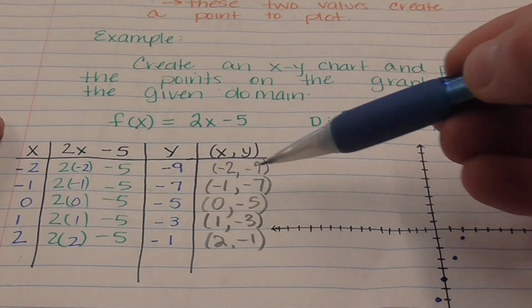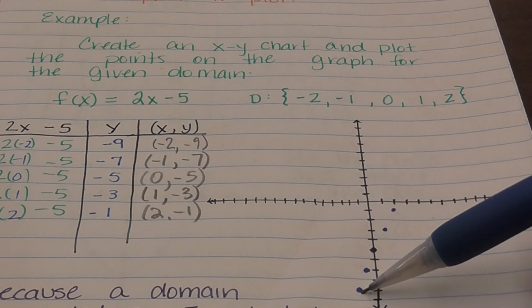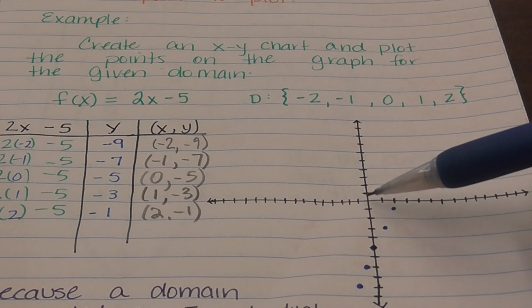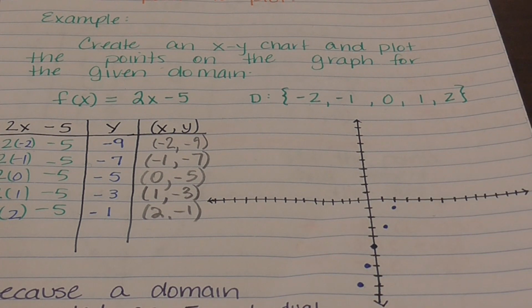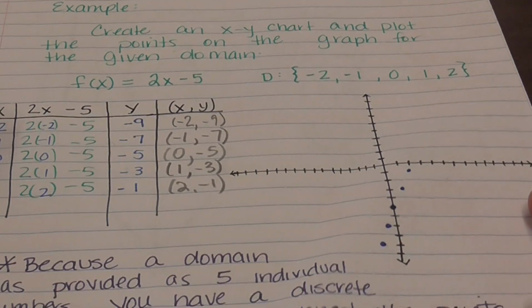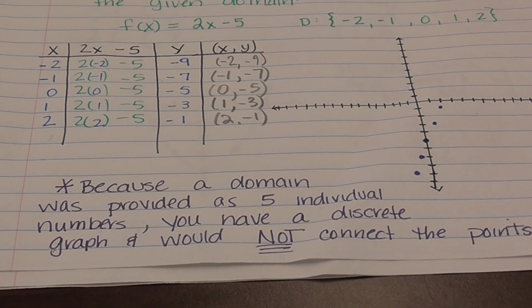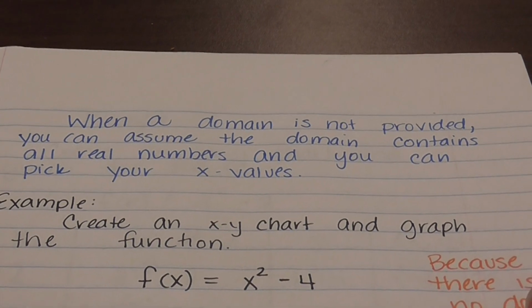These are the points that you plot on your graph. So -2, -9. -1, -7, 0, -5, 1, -3, and 2, -1. When they're plotted, you're done. Because the domain was provided as 5 individual numbers, you have a discrete graph and you would not connect the points. So let's take a look at what happens when you do connect the points.